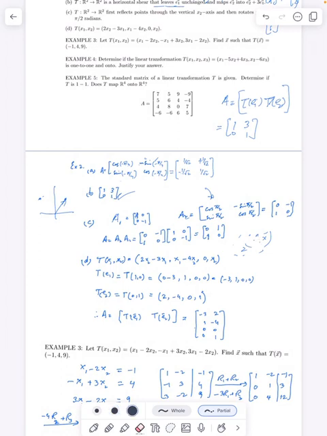So I just now take the two matrices and I multiply, and this is what I get. So I got this matrix. So this is the matrix.